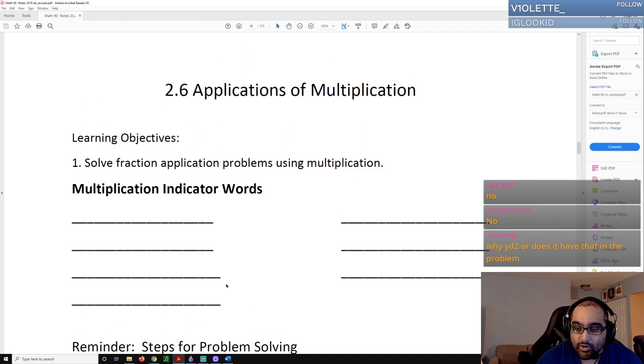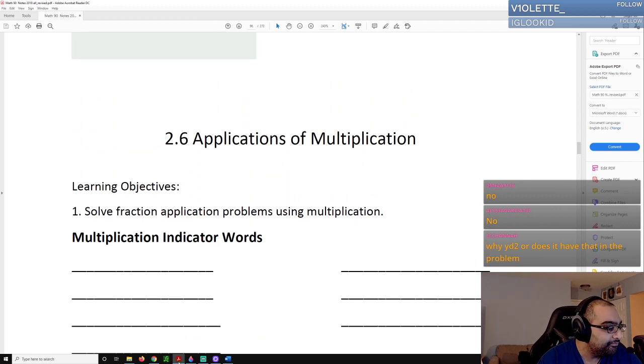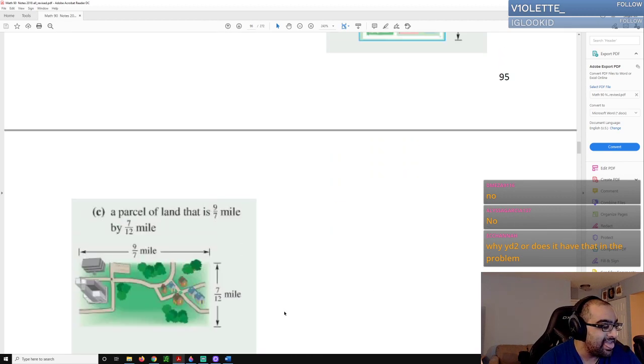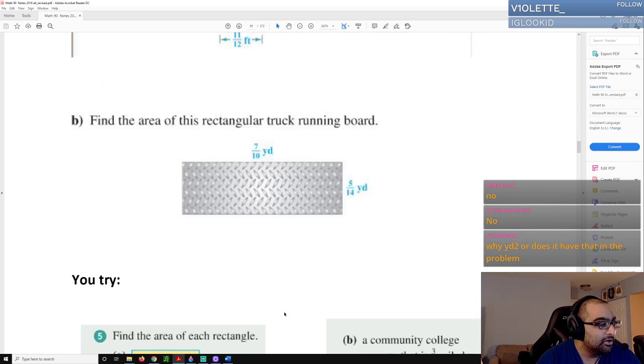Why yards squared? The reason it's yards squared is because with the units, you're actually effectively taking yards times yards. So that actually turns into square yards.